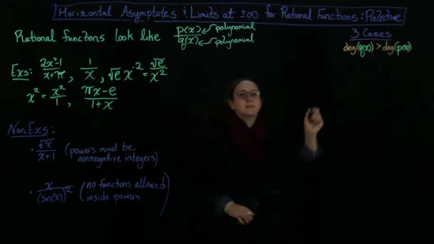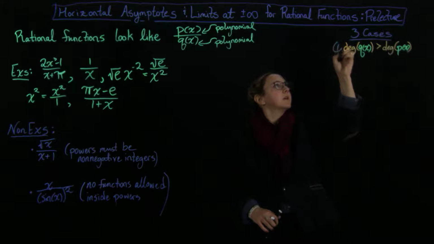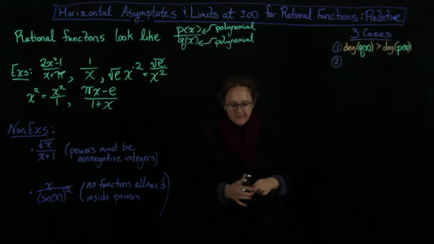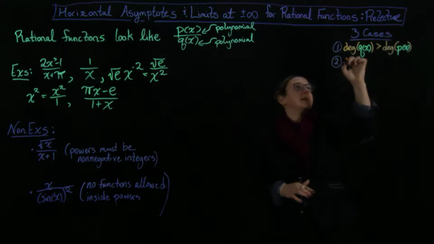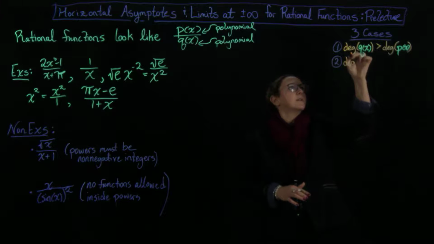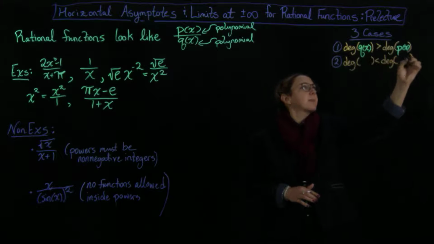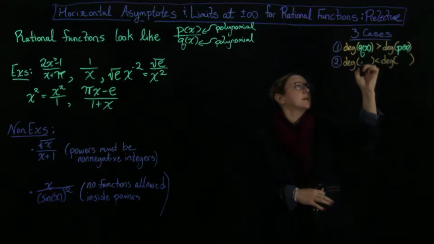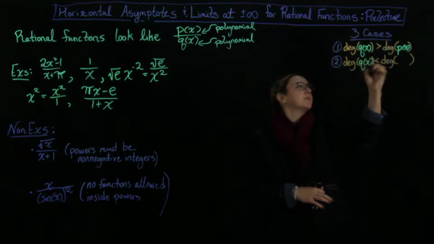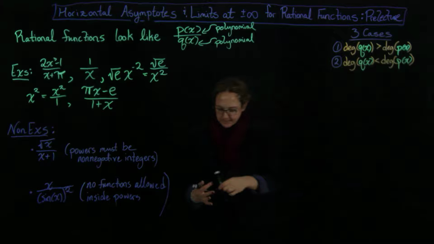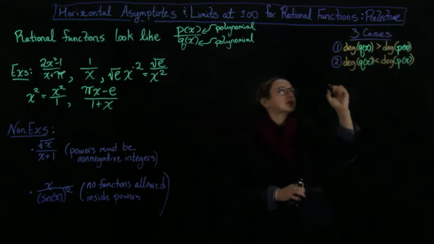So we have 3 of these. The next one is going to swap these: the degree of Q of x, the degree of the bottom, is less than the degree of P of x, the polynomial on the top. And then the last one is that those degrees are the same.